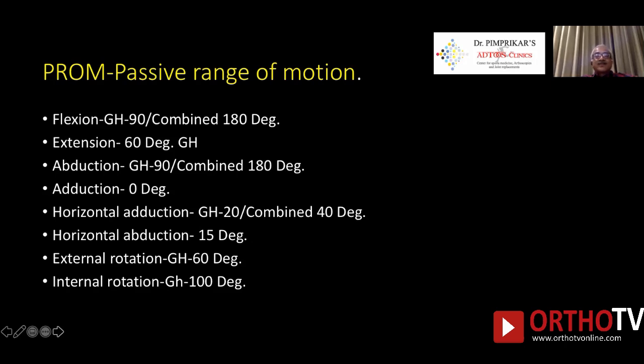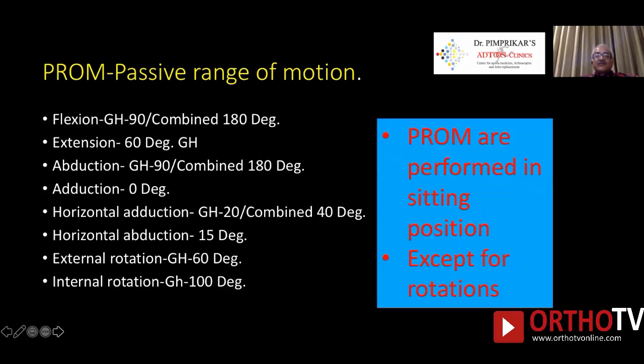So we have to isolate the glenohumeral joint in order to know the exact range of glenohumeral flexion, extension, abduction, adduction, horizontal adduction, horizontal abduction, external rotation, and internal rotation. Whenever you are doing a passive ROM, most of these tests are performed in sitting position except for rotation.